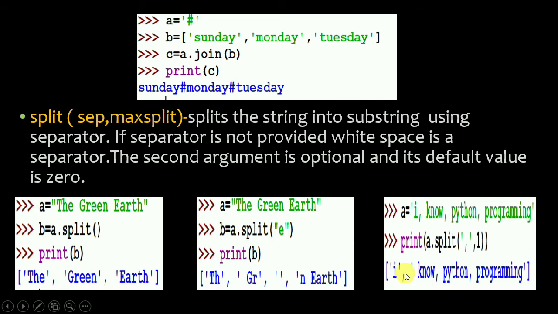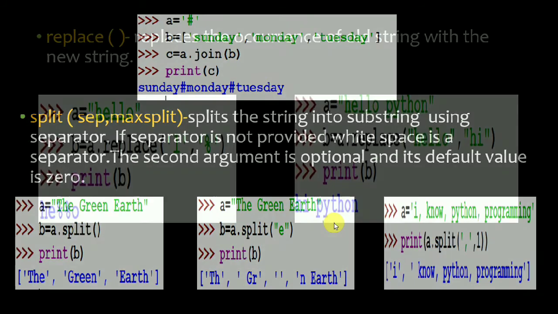So here what will happen? It will check the first comma. Just after that, one comma is here. So it will take the first part as a substring and the rest of it as another substring. So you can see here, "I know Python programming" is one substring and the rest is another substring. So this is the way our split function will work.